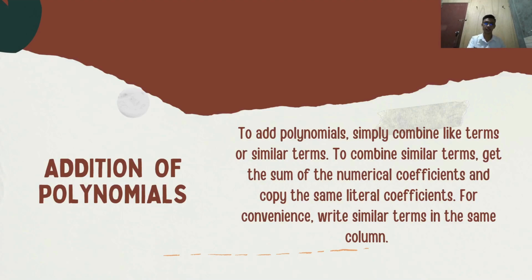Okay, the next slide. Now let's proceed to addition of polynomials. To add polynomials, simply combine like terms or similar terms. We are just to add the like terms. To combine similar terms, get the sum of the numerical coefficients and copy the same literal coefficients. For convenience, write similar terms in the same column.